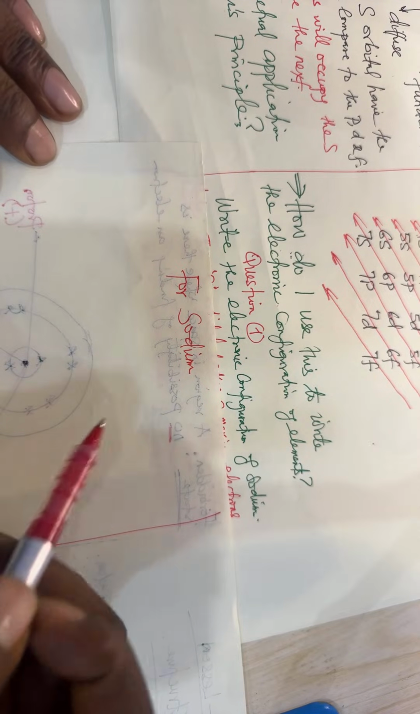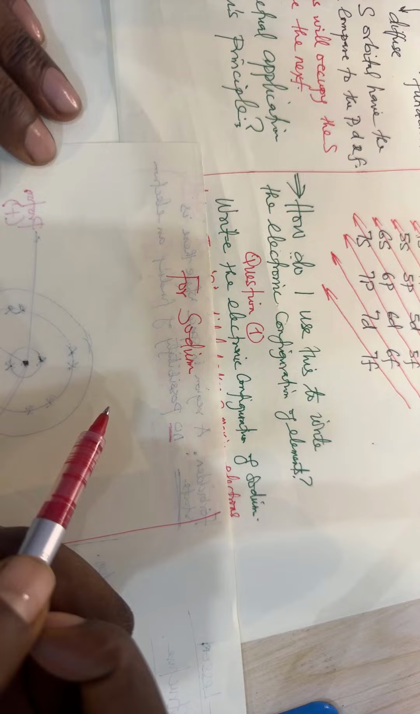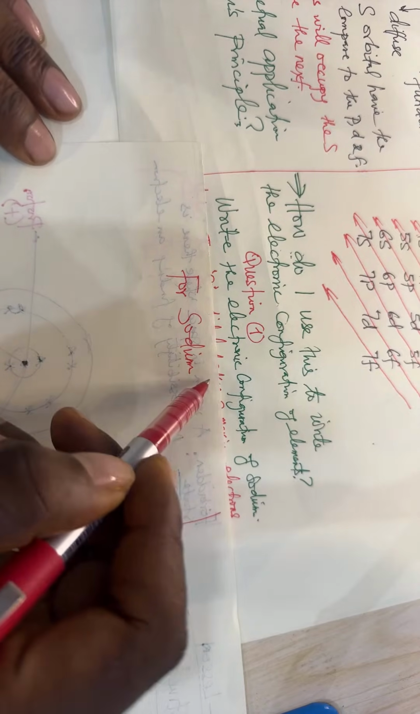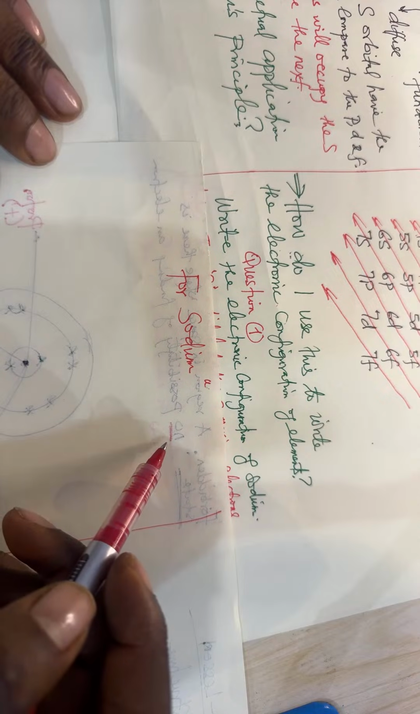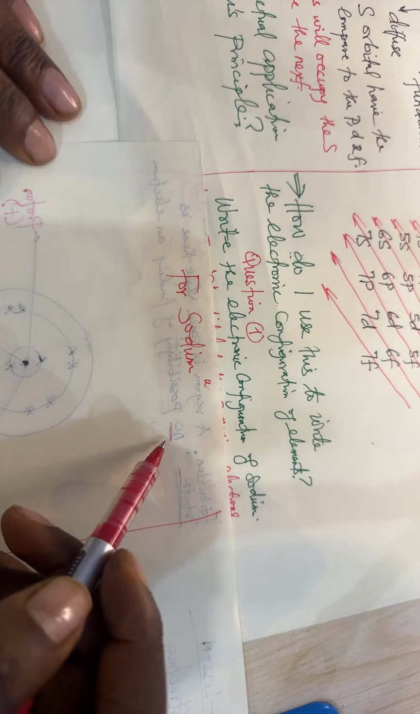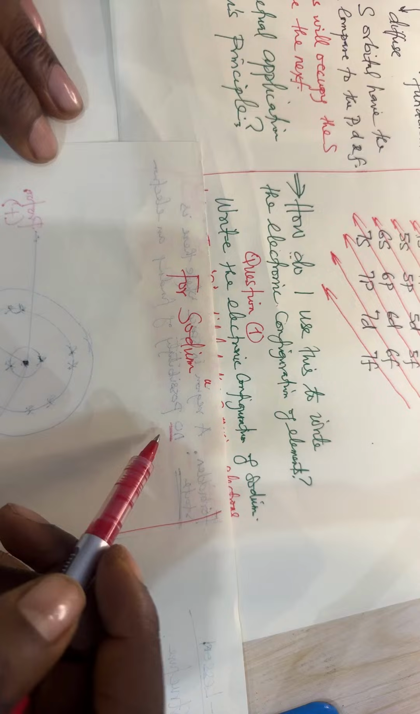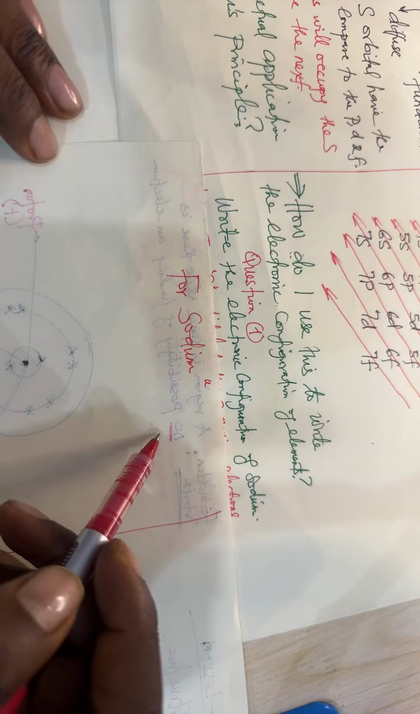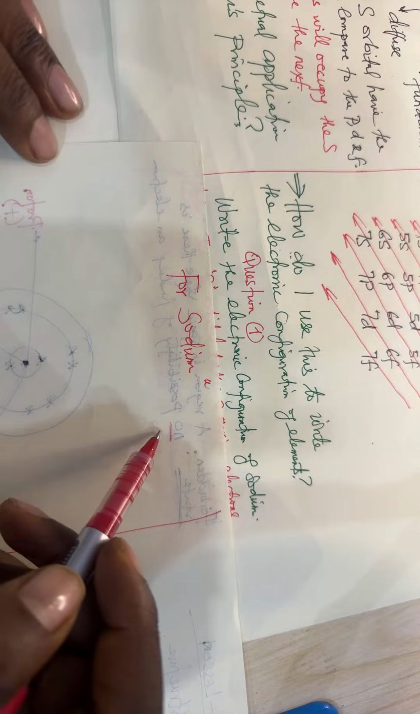What is the chemical symbol for sodium, everybody? What is the symbol for sodium? I know you know that one. What's the chemical symbol for sodium, my people? The atomic number is 11.